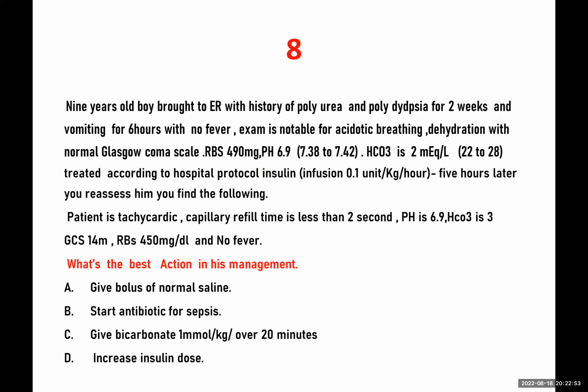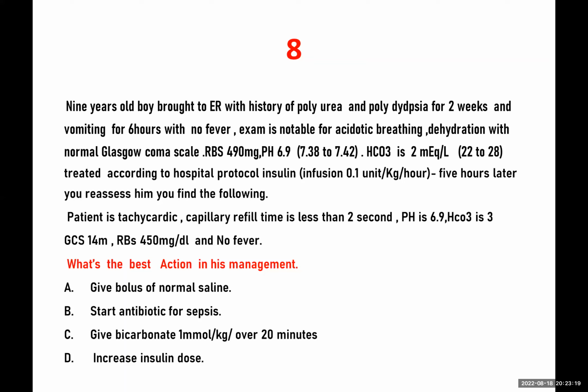Second question. This is a 9-year-old boy brought to the ER with a history of polyuria and polydipsia for 2 weeks and vomiting for 6 hours, no fever. Exam notable for acidotic breathing, dehydration, normal glycemic scale. He has a high RBS and severe acidosis. He was treated according to hospital protocol, given an insulin infusion of 0.1 unit per kg. 5 hours later, you reassess him and you find the following. Be very practical. This is a practical point of managing DKA.